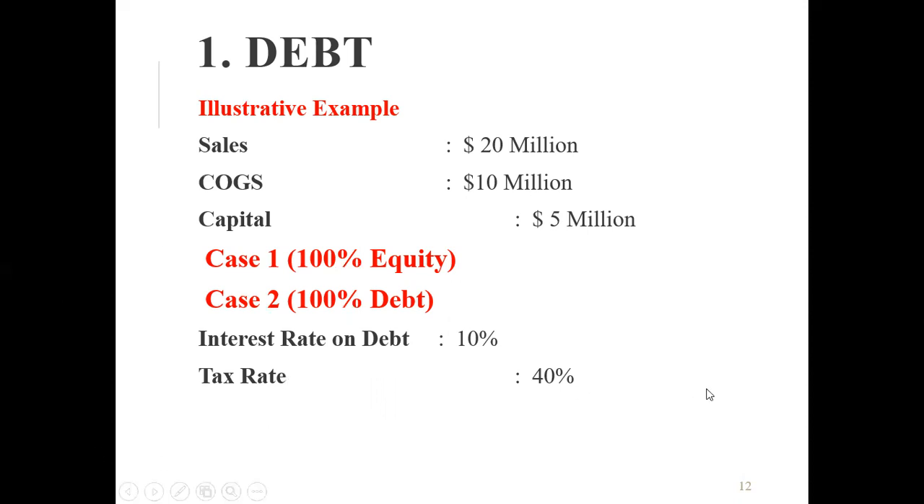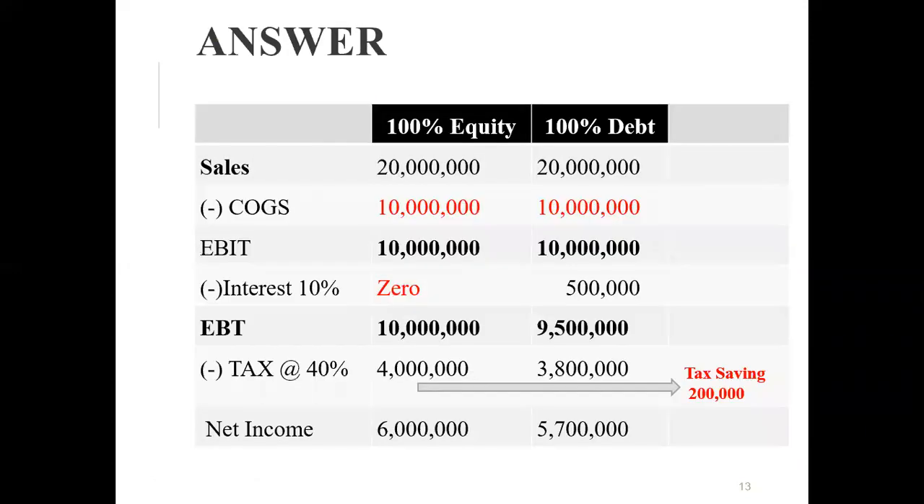I want to give you the essence of the meaning of the cost of debt. So let's see here, if I finance it by equity, the 20 million minus the 10 million gives us the earnings before interest and tax. There is zero interest here. Then the earnings before tax are only 10 million. I will put a tax of 4 million, then the net income here is 6 million.